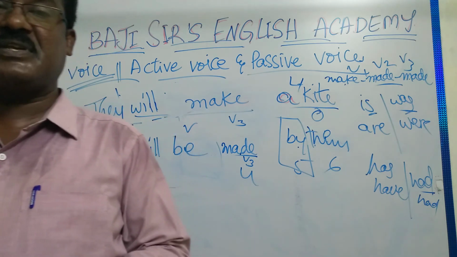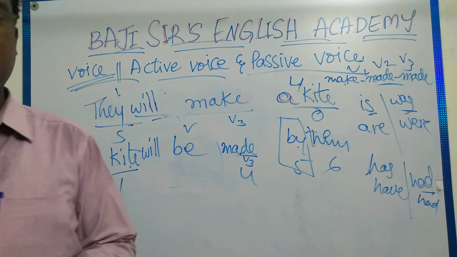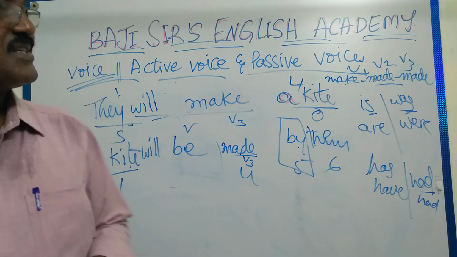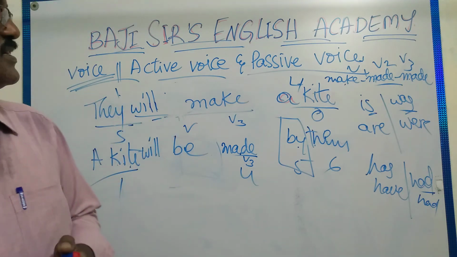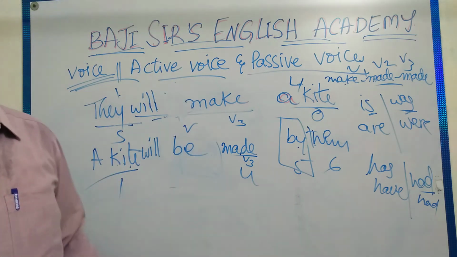Perfect continuous tenses, that is present perfect continuous, past perfect continuous and future perfect continuous, have no passive voice. In the same way, future continuous also has no passive voice. So except 4, out of 12 subtenses, in 8 tenses we can write passive voice. My dear students, we learned all the passive voices.